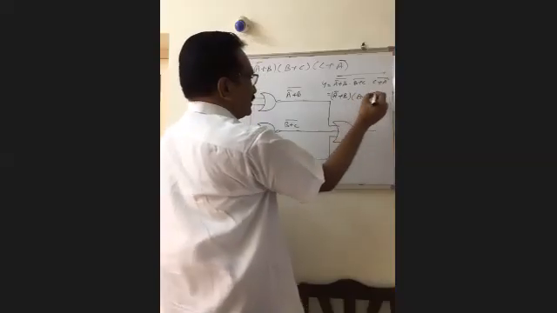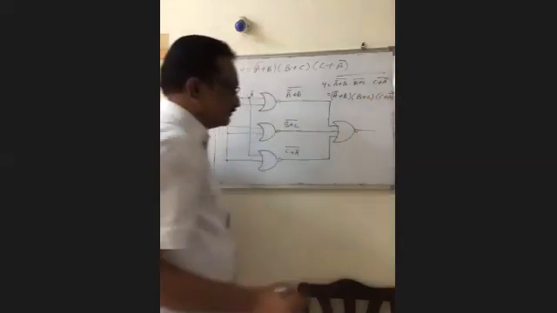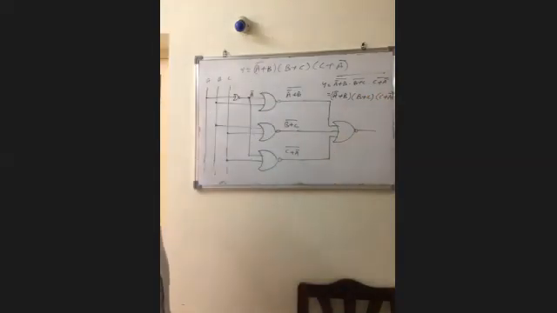B plus C multiplied by C plus A bar. Huh? What is your doubt? What is your doubt?